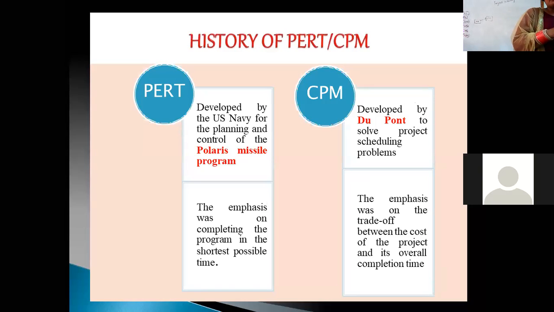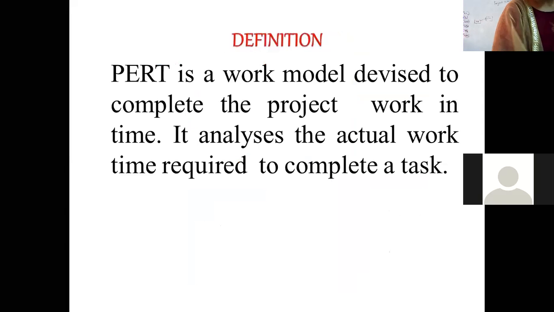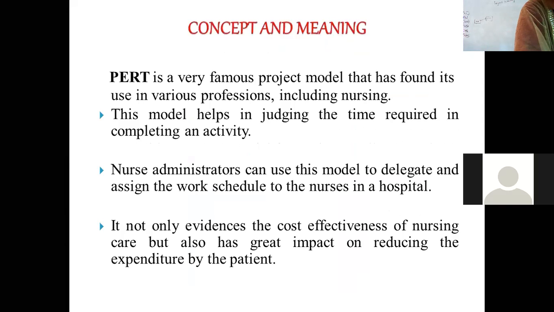The emphasis of PERT was on completing a program in the shortest possible time. The emphasis of CPM, the critical path method, was to find the trade-off between the cost of the project and its overall completion time. I hope everybody is aware of what a trade-off is. PERT is a work model devised to complete the project work in time. It analyzes the actual work time required to complete a task.